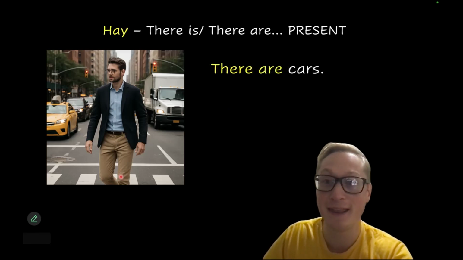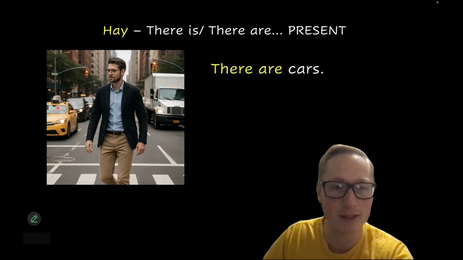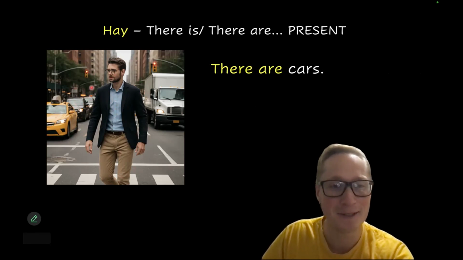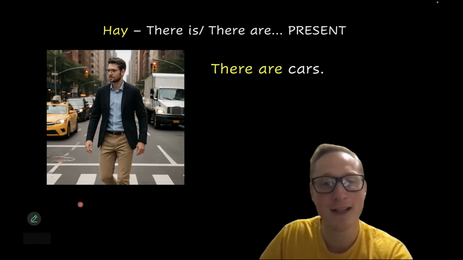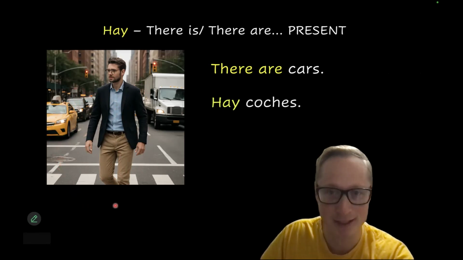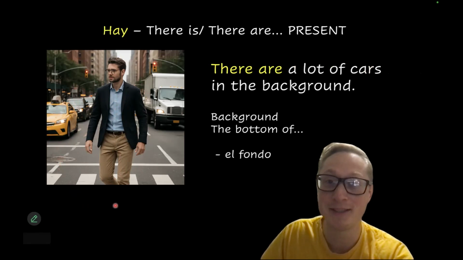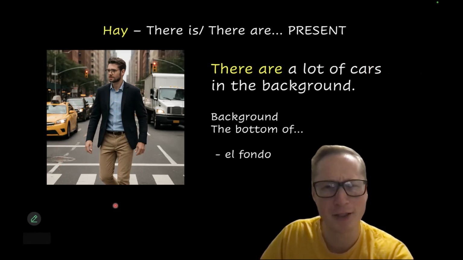What about there are cars? In the background, we can see there are cars. Now we know hay is for there is a man, singular thing. So do we need to change hay for plural things? No, we don't. To say that there are cars, it is just hay coches. Same exact word. How cool is that? We could say there are a lot of cars in the background. I'm going to let you try to translate this.